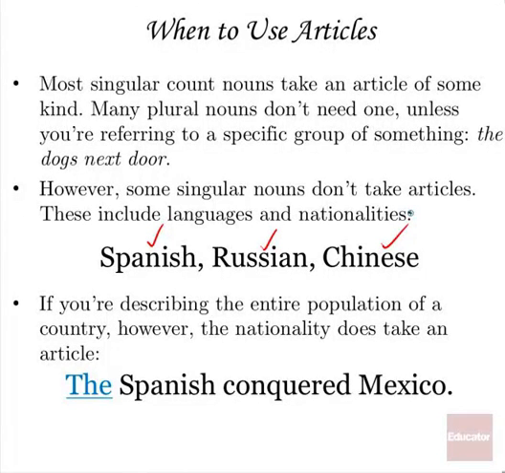If you're describing the entire population of a country, if you're referring to the people as a whole, the nationality does take an article. The Spanish conquered Mexico. There you're talking about the population, the group of people out of that country, so it becomes the Spanish. Spanish is a language, the Spanish is a group of people.